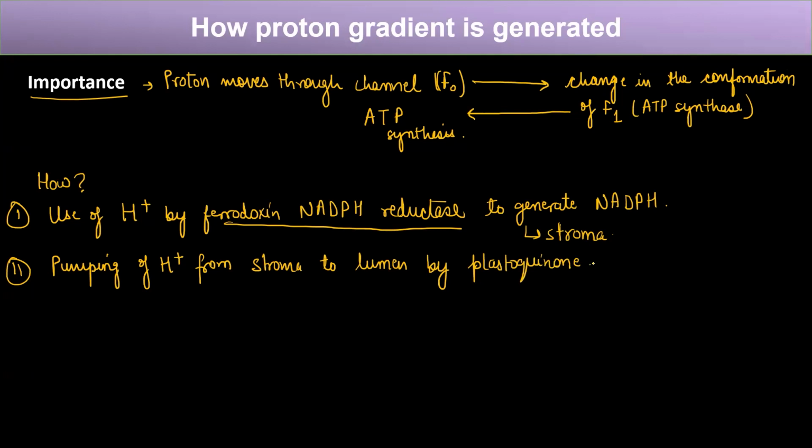So it will cause what? It will increase the concentration of hydrogen ions in the lumen and decrease it in the stroma. And the third one is what? The third one is splitting of water in the lumen. Splitting of water in the lumen side, right?